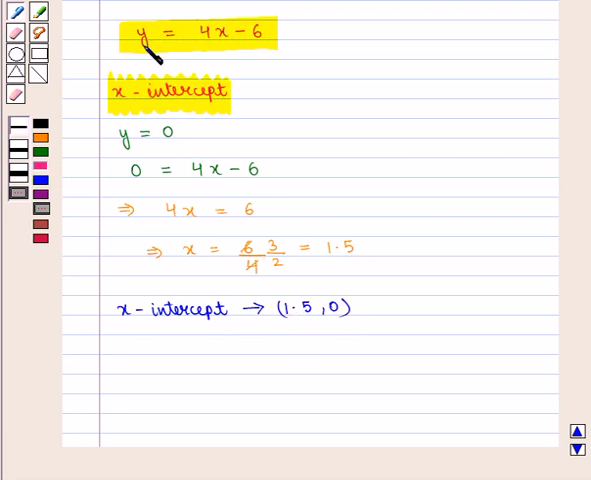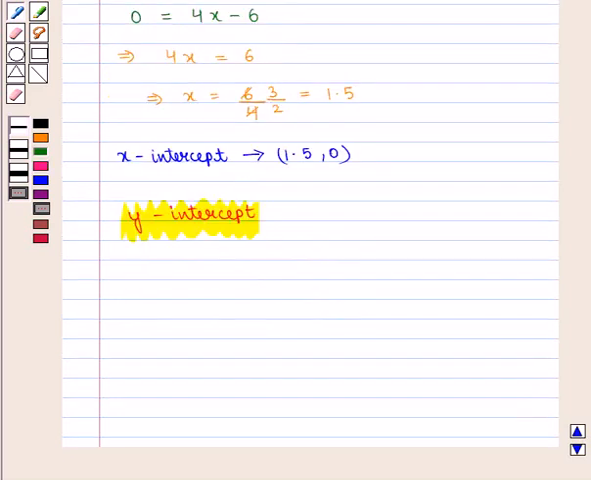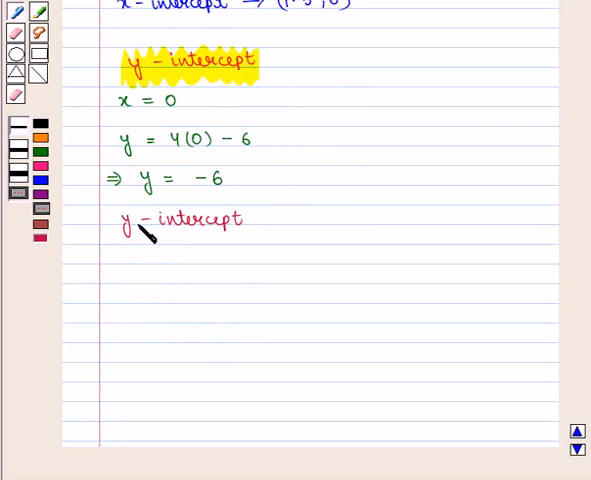Similarly, to find the y-intercept, we'll put the value of x as 0 in this equation and we get y is equal to 4 × 0 − 6, that is, y is equal to −6. So we say that the y-intercept is given by the coordinates (0, −6).